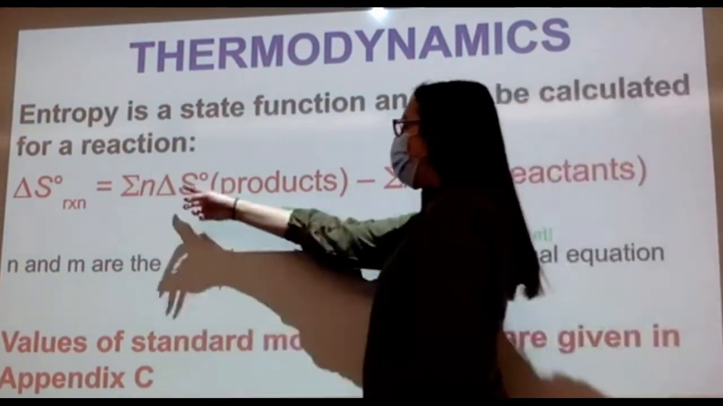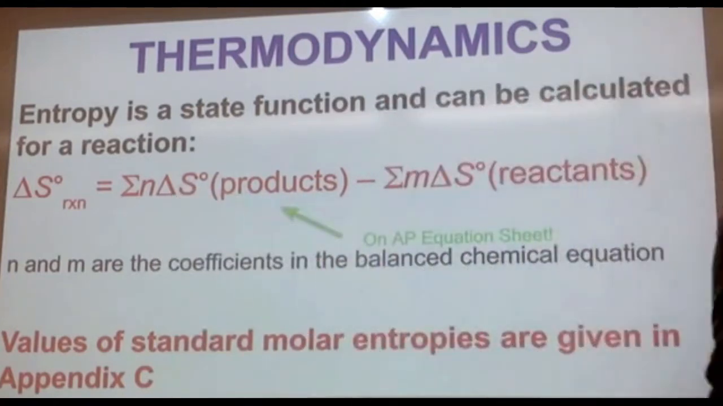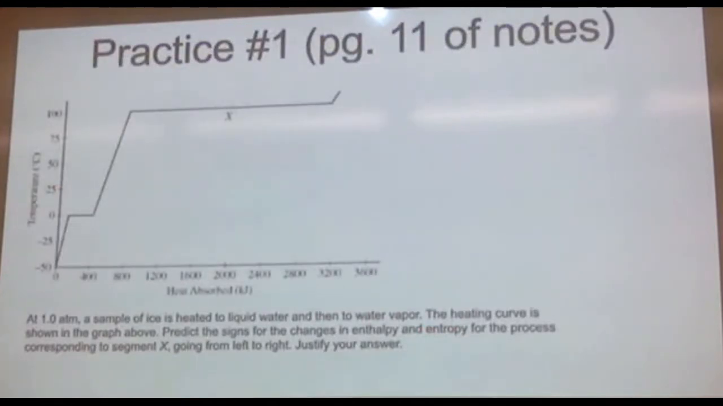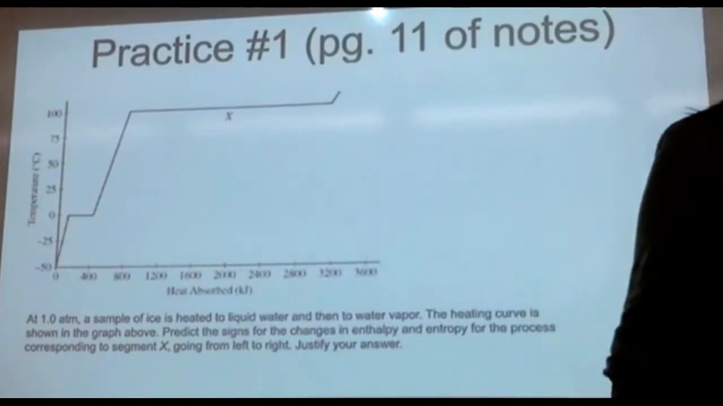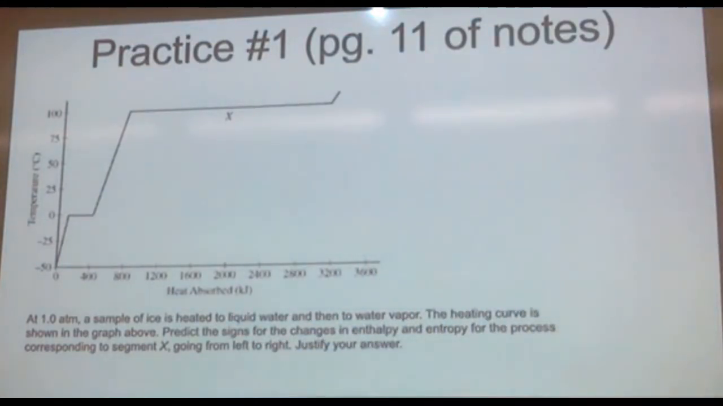But notice the N and the M, those are the coefficients, so make sure you take the coefficients into account. So we just add up all of the entropies of the products, all of the entropies of reactants, and we subtract them. So what we're going to do is get into 3 practice questions. We're going to do the first one together, and then I'm going to have you work on 2 of them with your partner, or a small group.